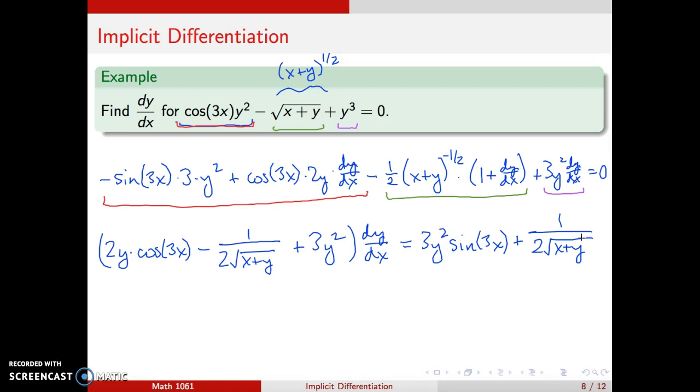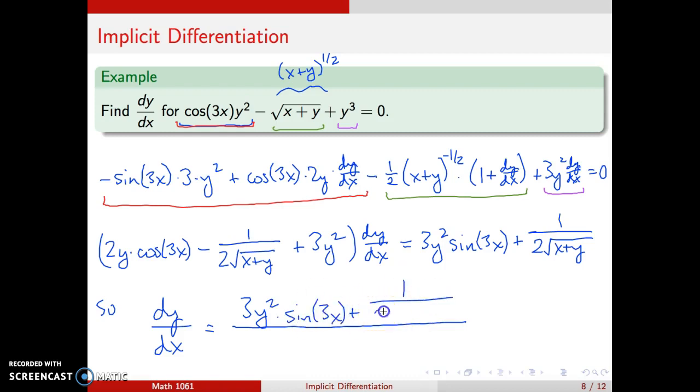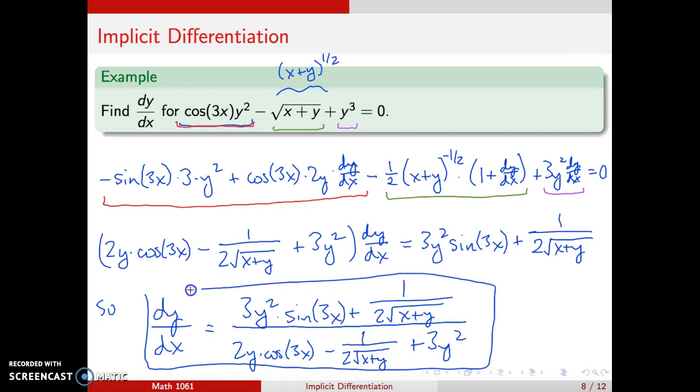All right, and so I've got, like we said, we're always going to be able to do this. It might just look really terrible, and this is going to look really terrible. But dy/dx is going to be now (3y squared times sine of 3x plus 1 over 2 times the square root of x plus y) all over (2y times cosine of 3x minus 1 over 2 times the square root of x plus y plus 3y squared). And there's things we can do to make that maybe look a little nicer, but we got an answer.